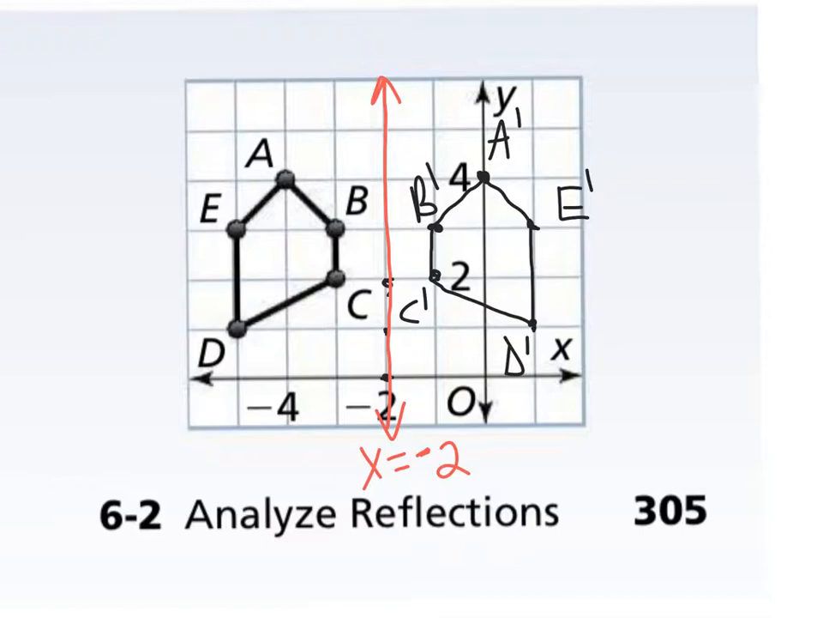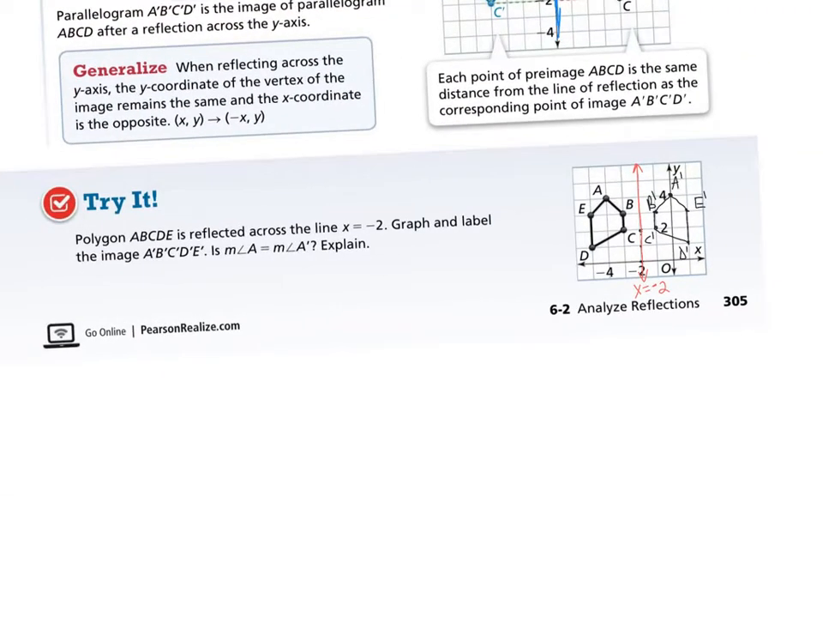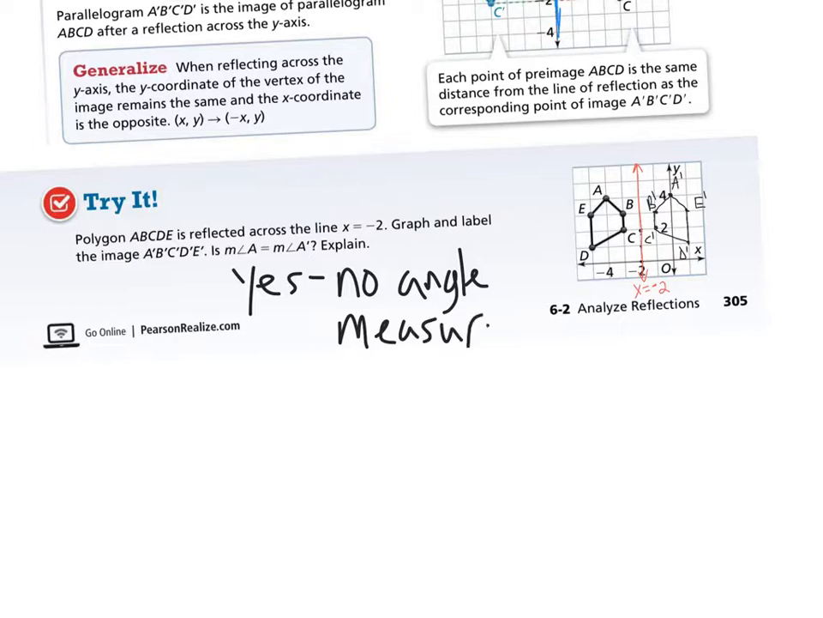And then the other question they ask after we graph that, they want to know, is the measure of angle A equal to the measure of angle A prime? So did any of the angles change? No, none of the angles changed, so for that one we would say yes. We could say yes, no angle measures changed, or something to that effect.